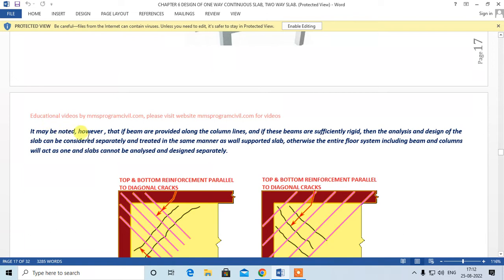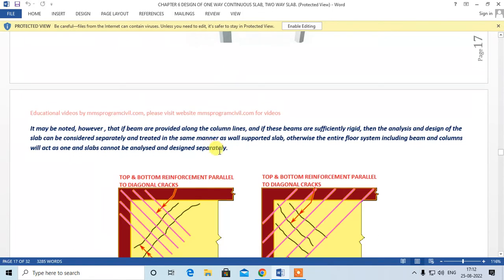To avoid this crack, you will have to provide reinforcement in this direction and this direction. So you will have to provide a mesh like this at the corners to avoid this cracking. It may be noted, however, that if the beams are provided along the column line and if these beams are sufficiently rigid, then the analysis and design of the slab can be considered separately and treated in the same manner as a wall supported slab. Otherwise, the entire floor system, including beam and column, will act as one, and the slab cannot be analyzed and designed separately. This is very important.